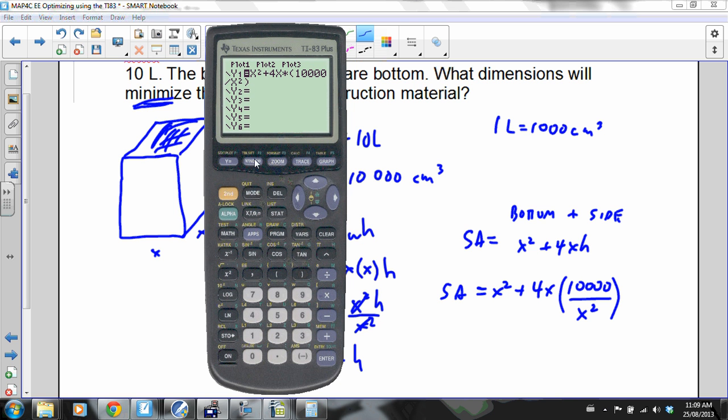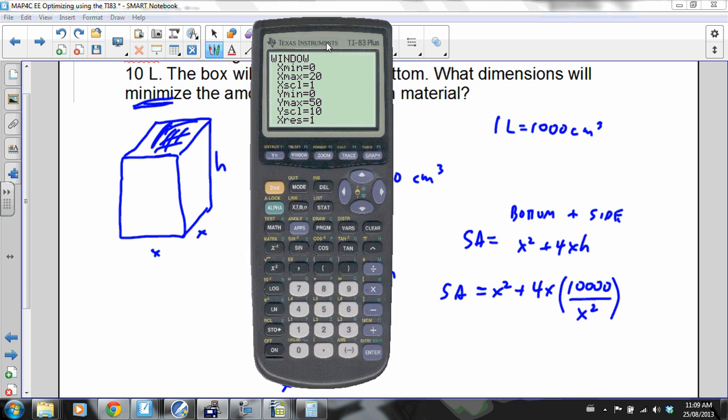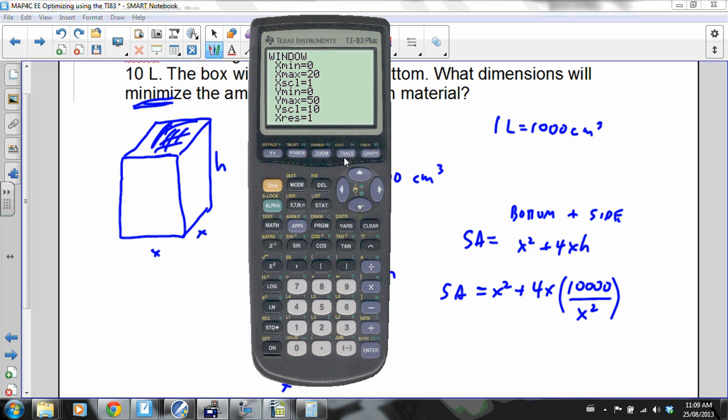And then I'm going to hit my window. Now, what would be good window settings here? Well, what would make sense? Let's go up to 50. Maybe it's 50 centimeters wide. And the scale doesn't really matter too much, but I'm going to go up by 10s. Each tick will be worth 10. As far as the output, we don't really know, except that it's going to be a pretty big number.